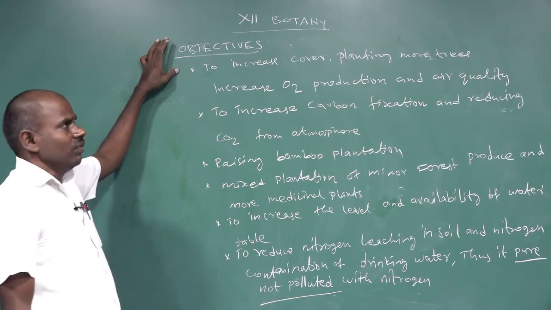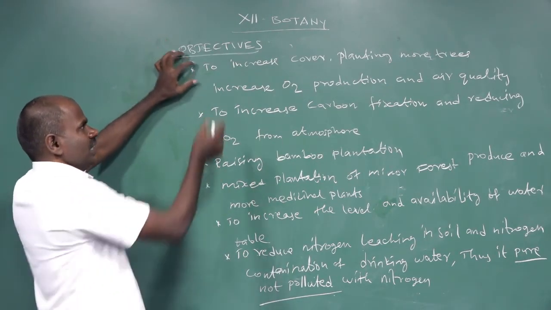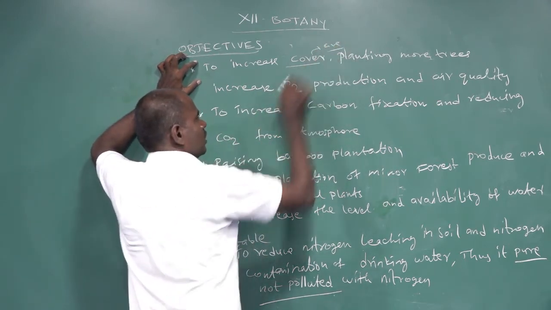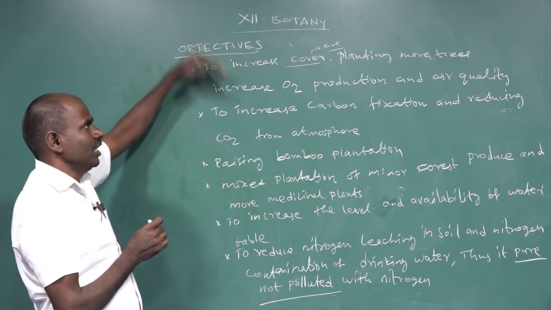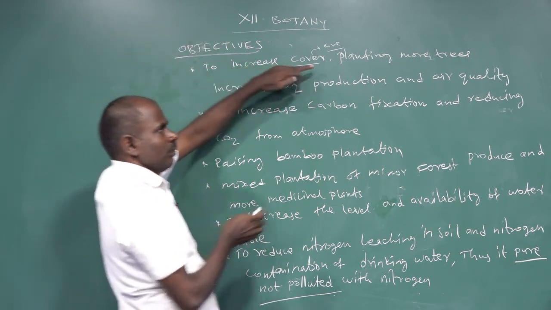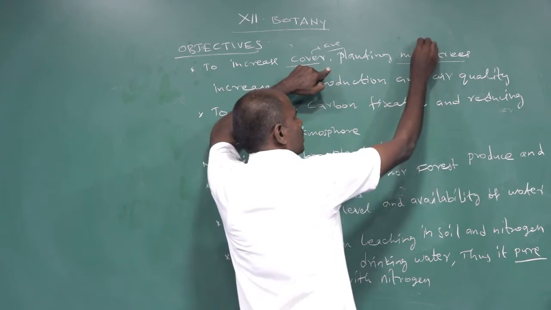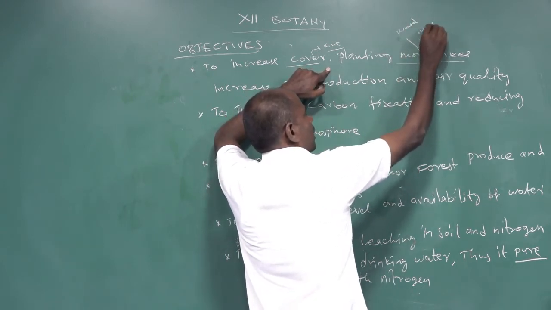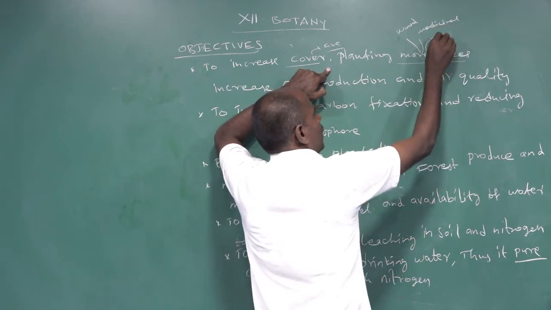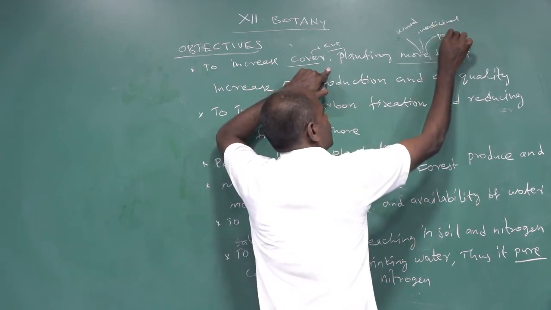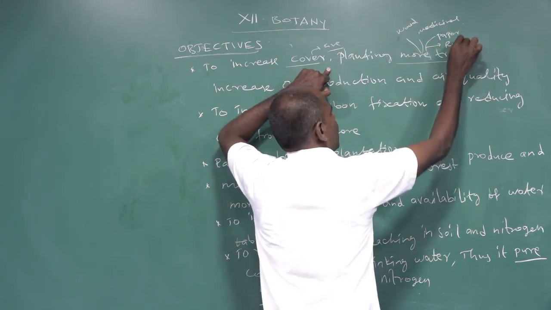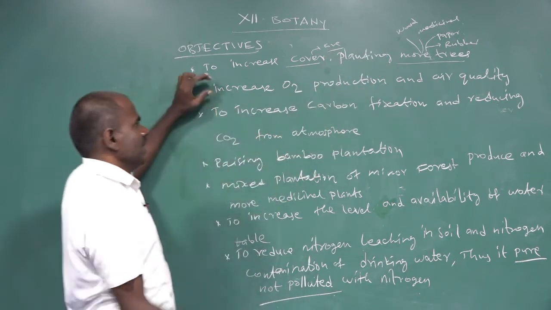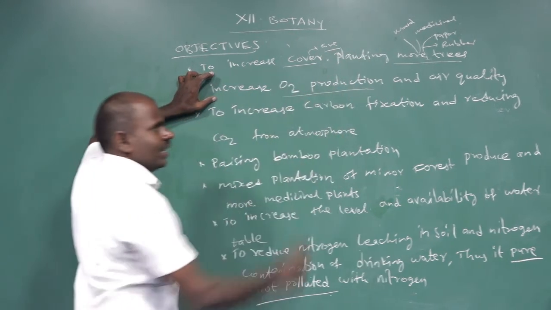What are the objectives involved in afforestation programs? The first is to increase the forest cover of the area, a non-polluted area covered by afforestation, through the plantation of more trees. There are different types of trees we cultivate: woody plants, medicinal plants, paper yielding plants, and rubber yielding plants. With more trees cultivated, we increase oxygen production and air quality.